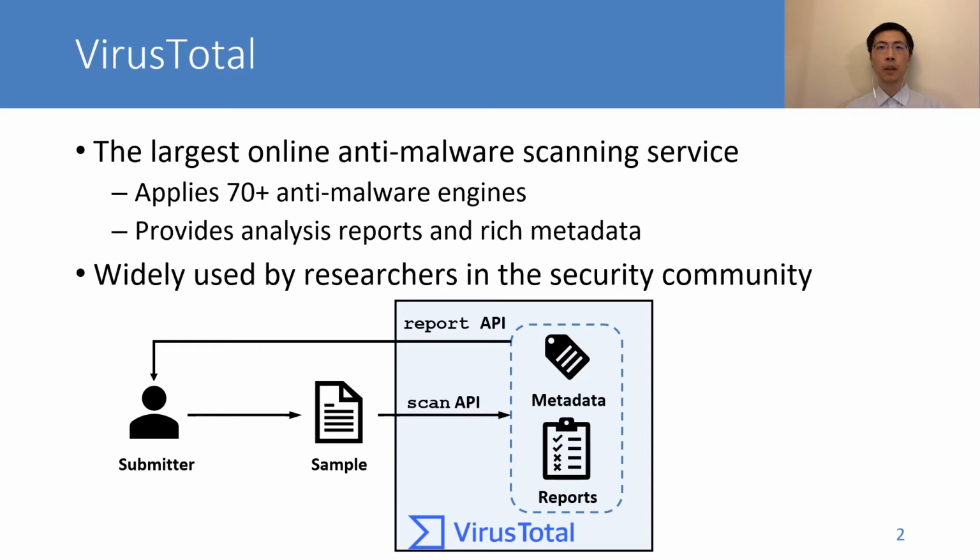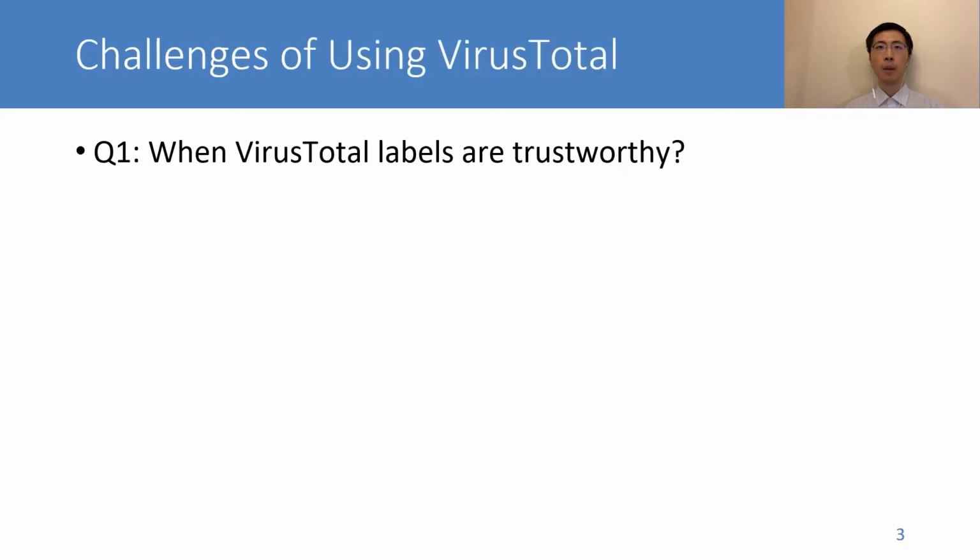After a user submits a suspicious file to VirusTotal, VirusTotal applies more than 70 engines to analyze the file and returns the engines' detection results back to the user. VirusTotal is widely used by researchers in the security community to label their malware datasets. There are three major challenges of using VirusTotal.